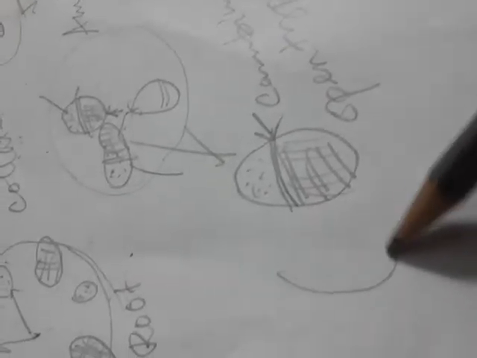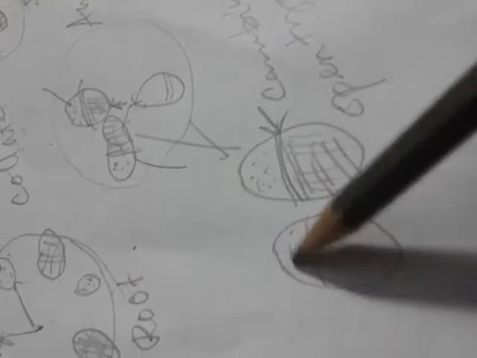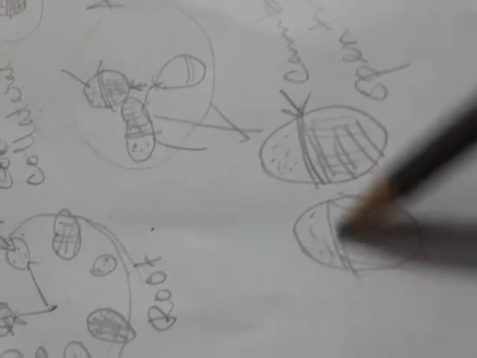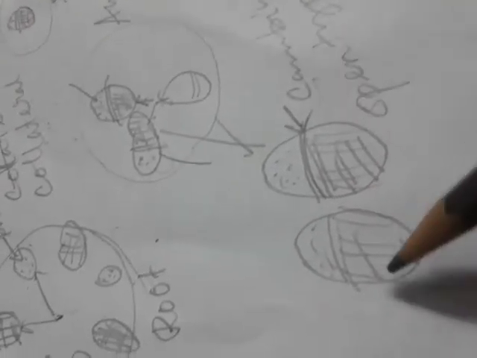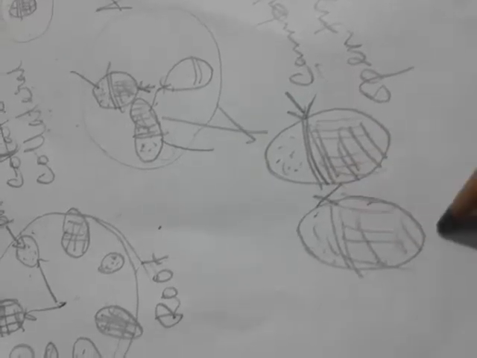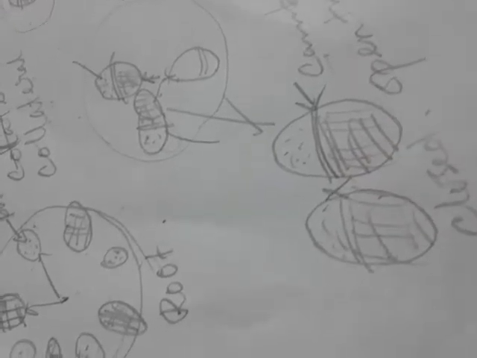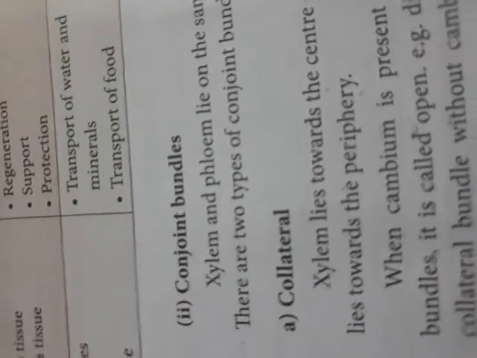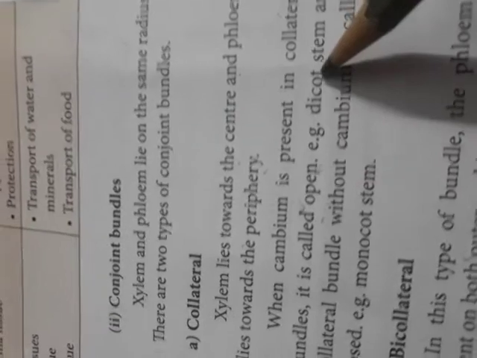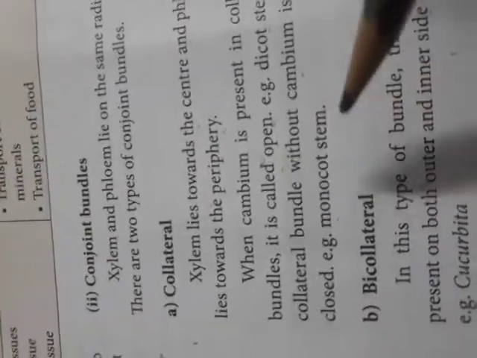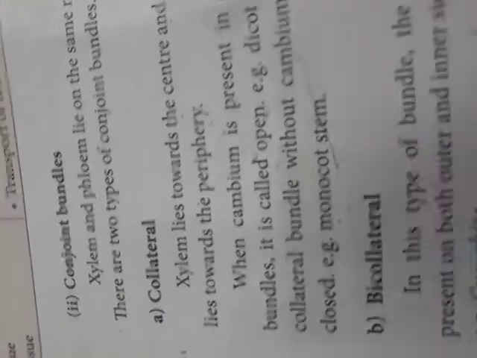And whenever this cambium tissue is absent, only xylem and phloem are present, it is called closed type of conjoint collateral vascular bundle. So collateral vascular bundle again has two types. When the cambium is present, it is called open type, where you can see dicot stem. And when the vascular bundle is without cambium, it is called closed type, where you can see monocot stem.